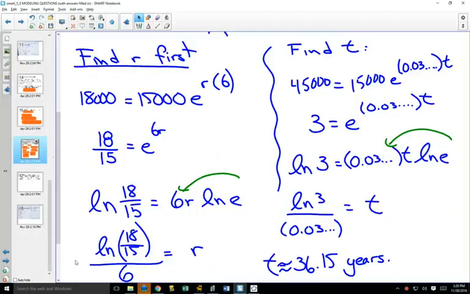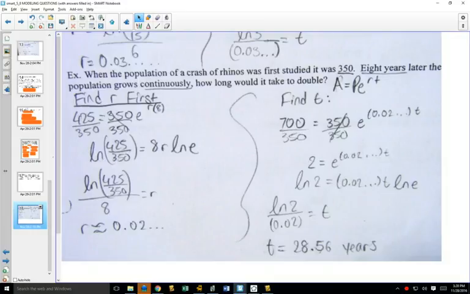So I'd like you to do the last one. The last one is very similar. So there you can check, did you get 28.56 years? Excellent.